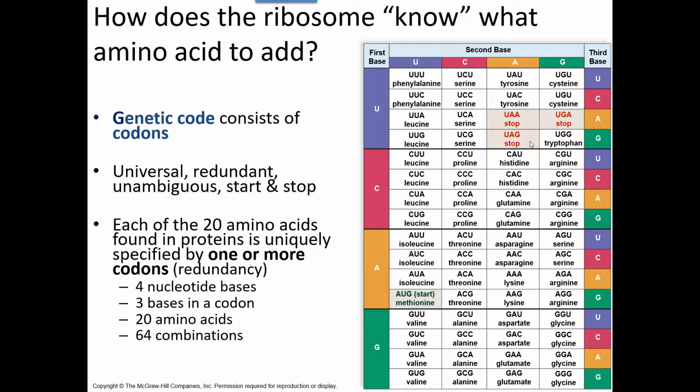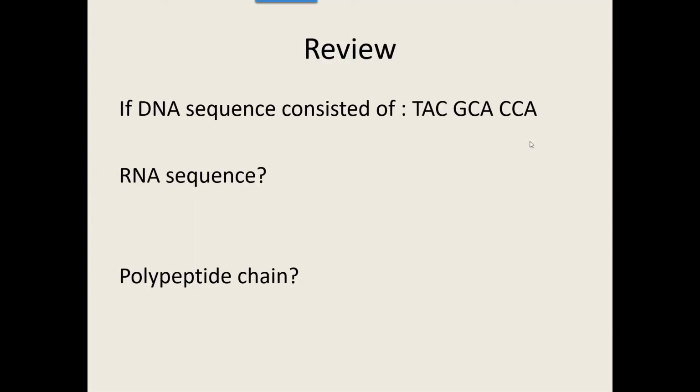So a quick little review. If your DNA sequence consisted of TAC, GCA, CCA, what would the RNA sequence look like? So you're going to see some questions like this on your next quiz. So if the DNA sequence was TAC, the RNA sequence would be AUG, because it's RNA, and then it would be CGU, again, that's what the RNA sequence is, and then GGU.